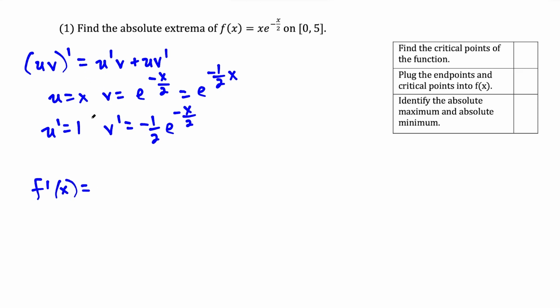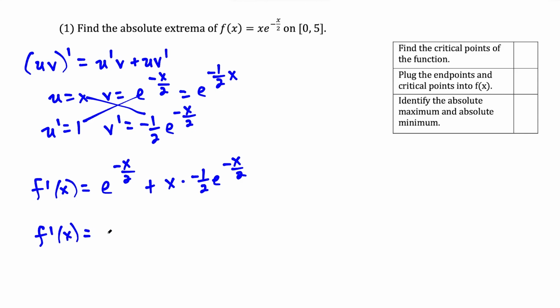We're going to have u prime v, so we have 1 times e to the negative x over 2, so that's e to the negative x over 2, and then we have plus x times negative half e to the negative x over 2. But now to simplify this, we could factor out e to the negative x over 2. So we'll have f prime of x is equal to e to the negative x over 2, and we'll be left with 1, and then minus 1/2 x.